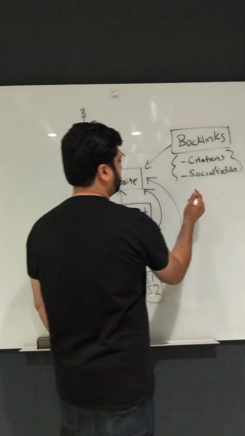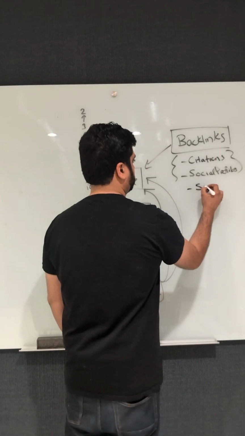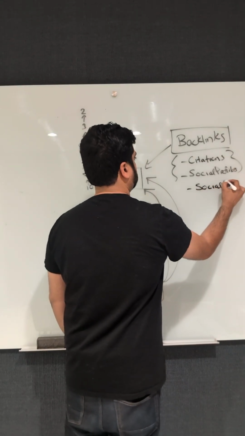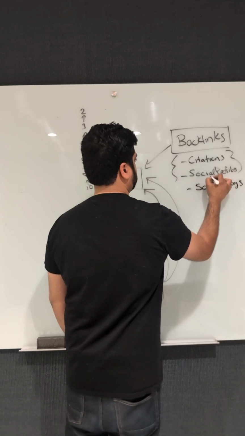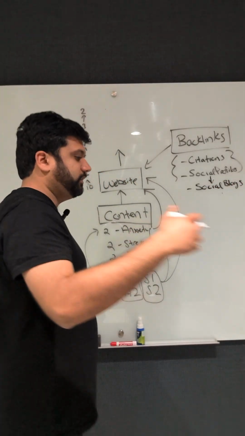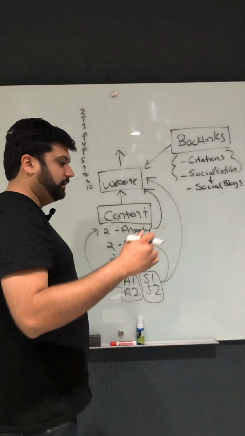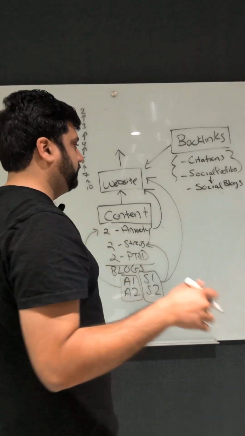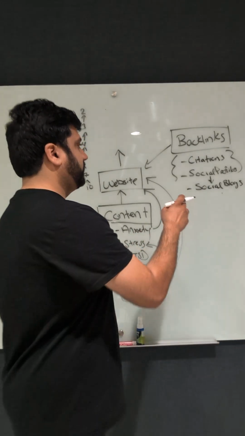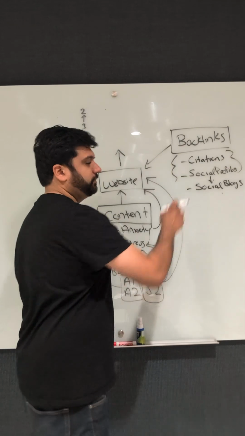And the way you can do this is now through social blogs, which you can do from your social profiles. So when you make that Tumblr account, Twitter account, Facebook account, Quora, Reddit, when you make these social profiles, you can then go on to those social profiles and you can start posting on them.